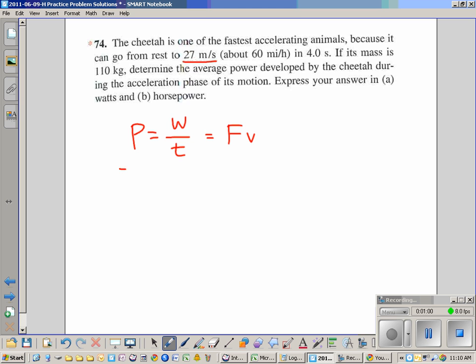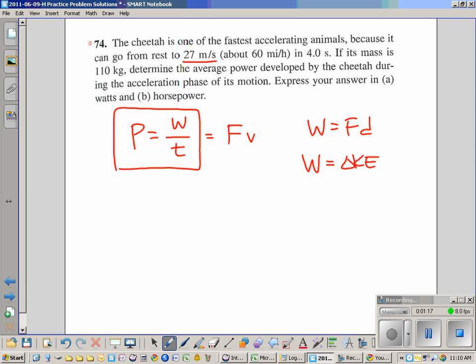It looks to me like this is the relationship we're going to use. But how are we going to find out what work is? What's the other way we do work? Work is force times distance, but we don't have that. What's our other thing for work? Well, work is equal to change in kinetic energy.